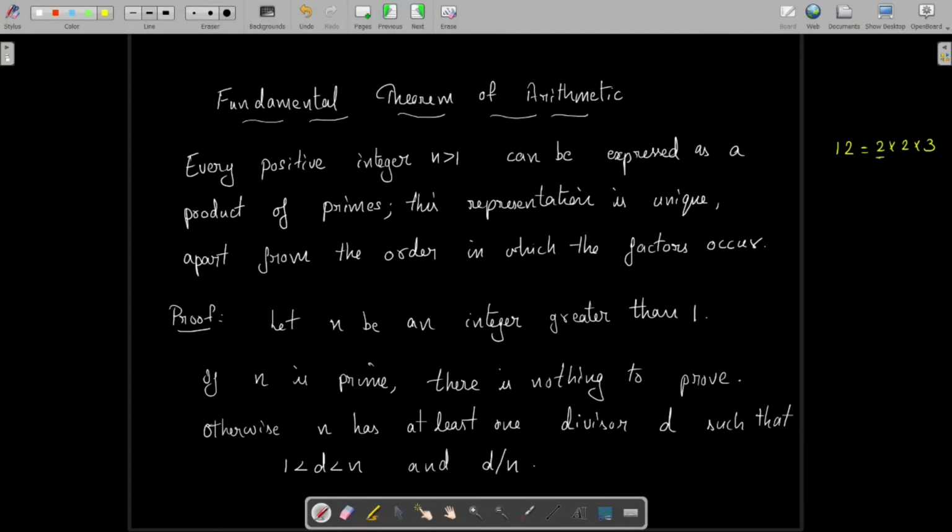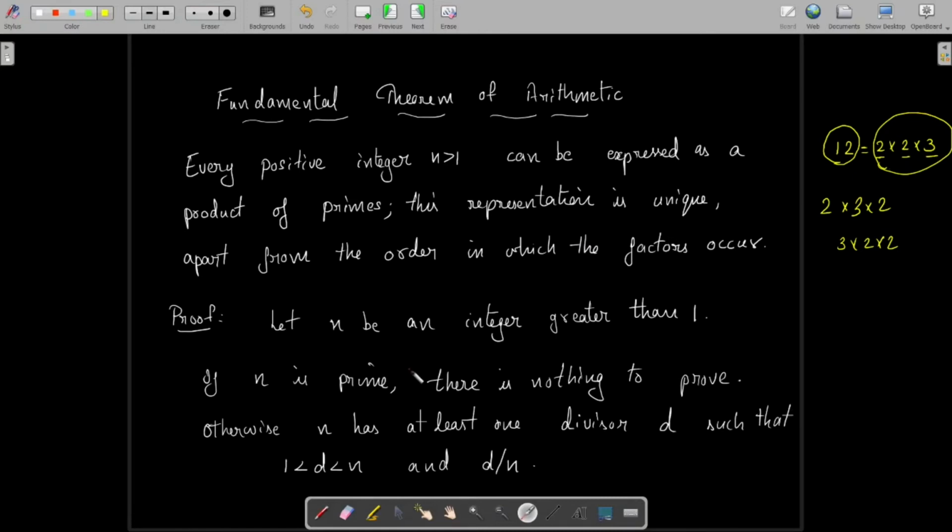Here all the integers 2, 2, 3 are prime numbers. The theorem says that any integer can be represented as a product of prime numbers, and this representation is unique apart from the order in which the factors occur. That is, we can write 12 as 2 into 2 into 3, or 2 into 3 into 2, or 3 into 2 into 2. The factors may occur in different orders, but the primes involved in the product are unique. That is what is meant by the statement of the theorem.